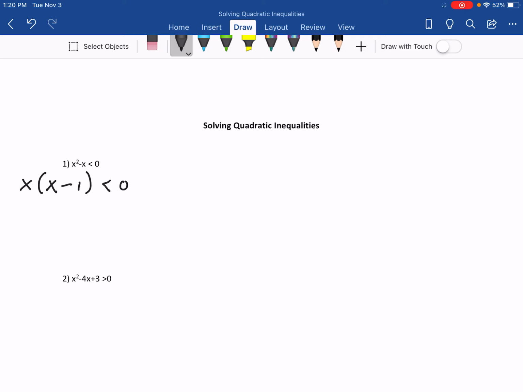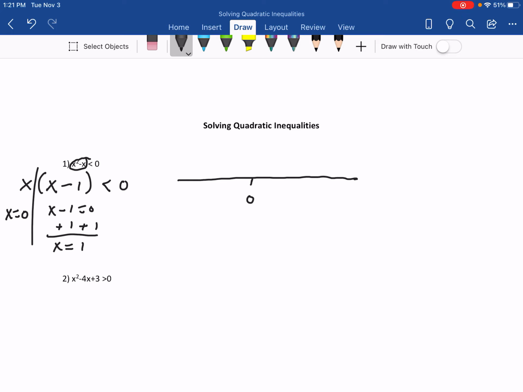Okay, so if this were an equality, an equation, we would take each factor and set it equal to 0, which just gives me x is 0, x minus 1 equals 0, add 1 to each side, and x is 1. Okay, but at 0 and 1, that's where this expression is equal to 0. We want to know where it's less than 0. So we're going to draw a number line. I'm going to put 0 and 1. These are called our critical points. At 0, the value of x squared minus x is 0, and at 1, it's also 0.